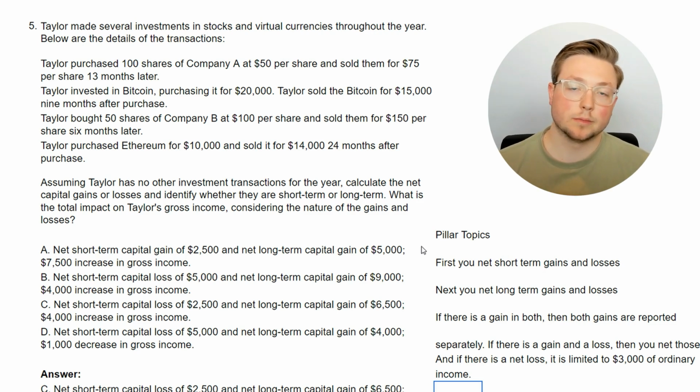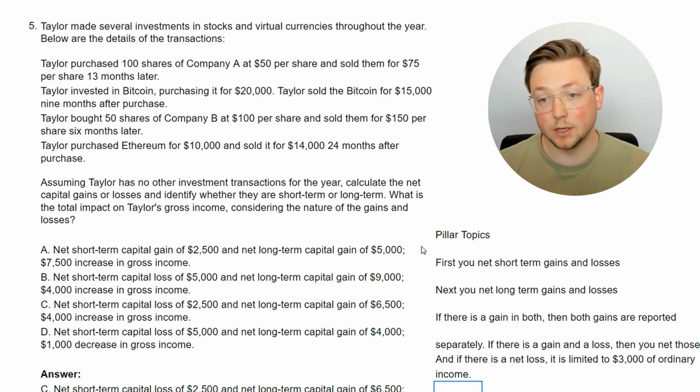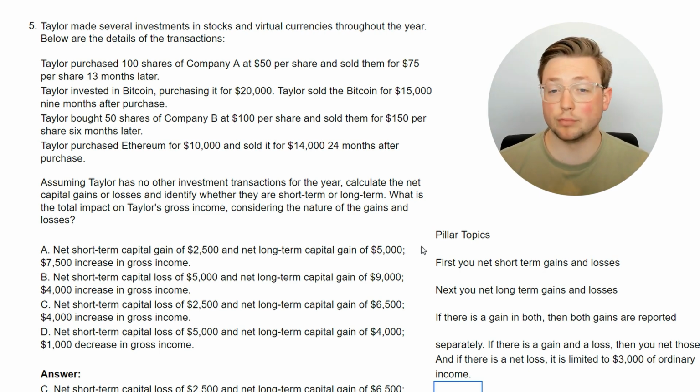Obviously, short term, long term, that's pretty easy to remember. Short term is anything less than a year. Long term is anything greater than a year. Virtual currency is treated pretty much the same as investments. You didn't really see any difference in this video. The main gist of it comes from knowing the steps for getting the capital gains and losses and their terms.